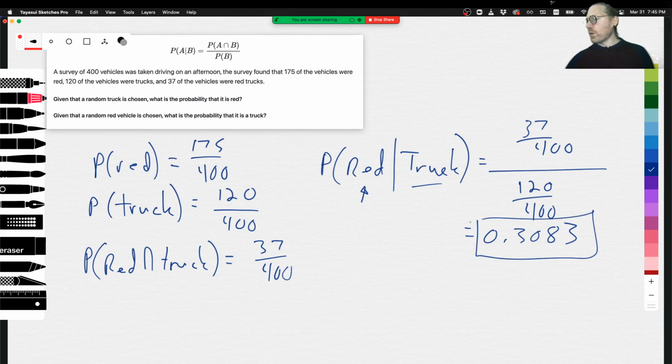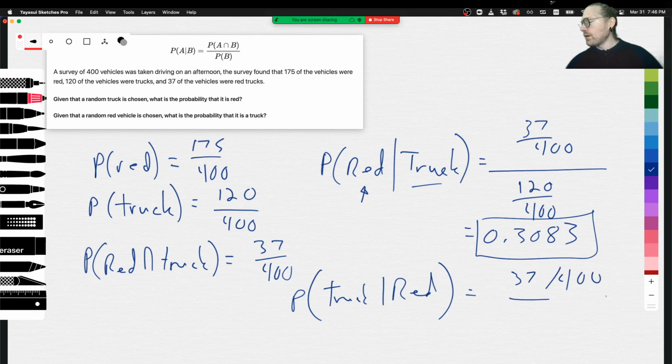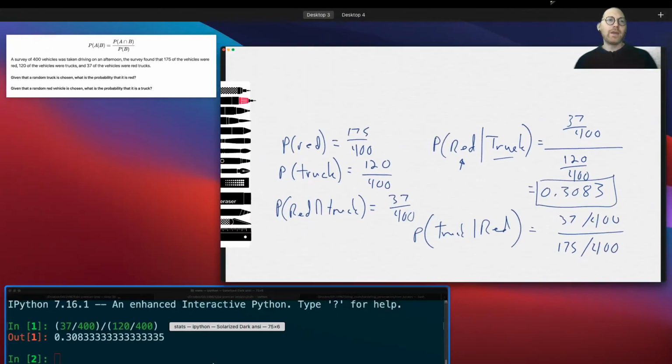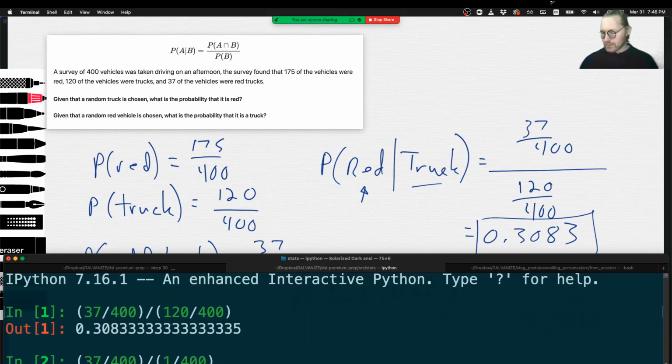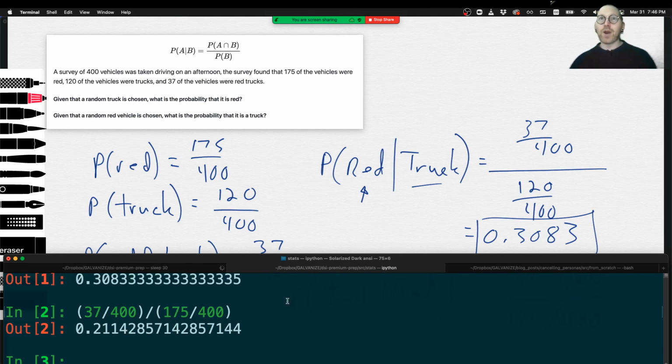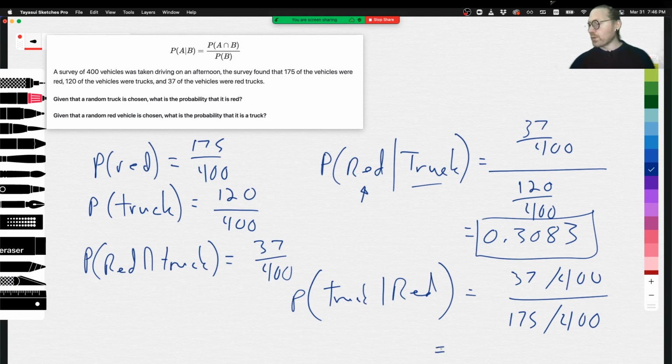So that's one of the questions we're trying to answer. The other is: given that a random red vehicle is chosen, that's the thing upon which we're conditioning, what is the probability that it's a truck? So this is the probability of truck given red, and this is very similar. It's still 37 out of 400 over, but this time we're considering the universe of red vehicles, which is 175 over 400. Obviously we're going to get a different answer here, but notice that our numerator stayed the same. And it looks like that is a probability of 0.2114.